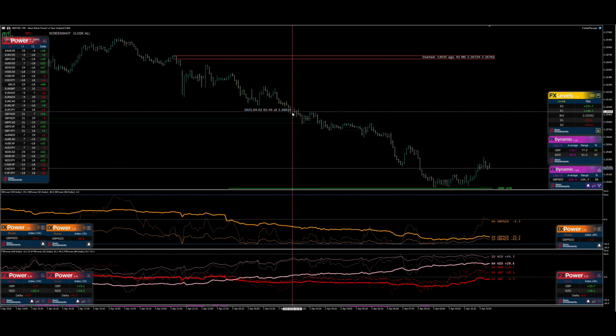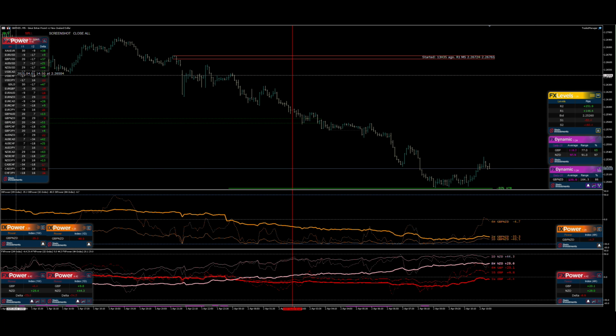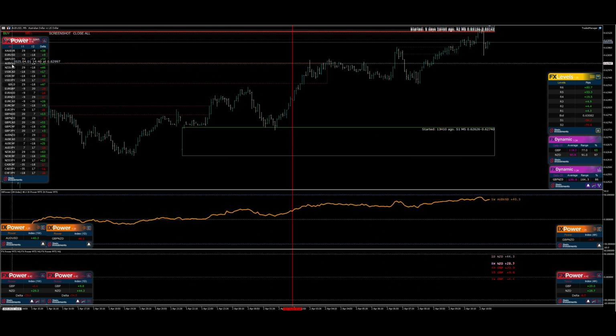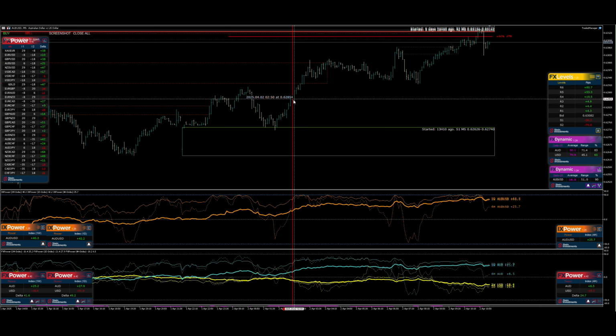You see here, starting at this point, there's just a one-sided move, and if you browse through all the other charts, at the beginning of this move, you'll witness the same across the board.